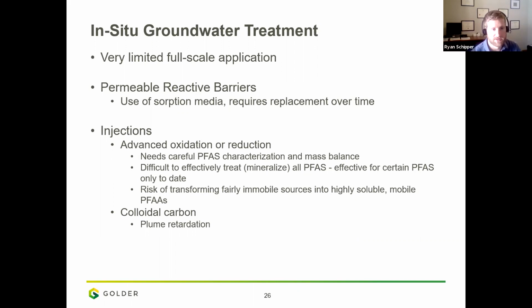Colloidal carbon is another potential injection that can be used to provide some plume retardation and keep some of the PFAS where it's at.